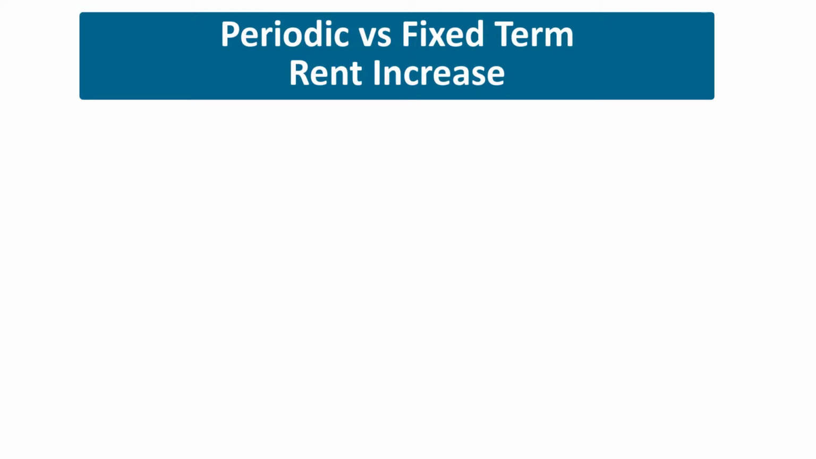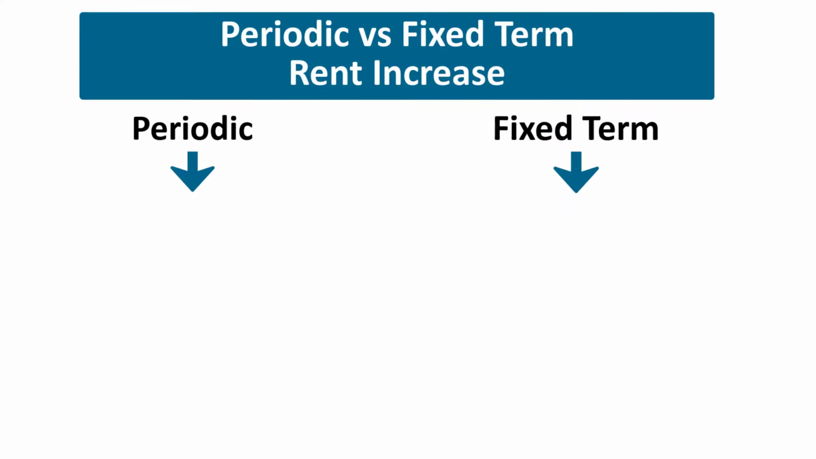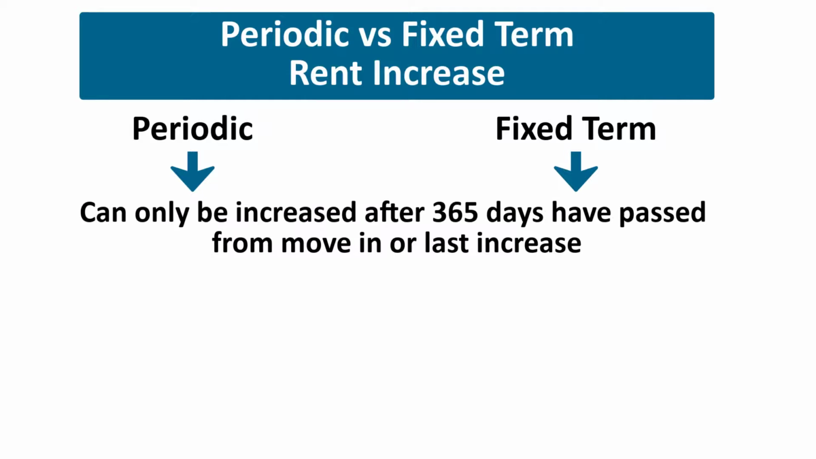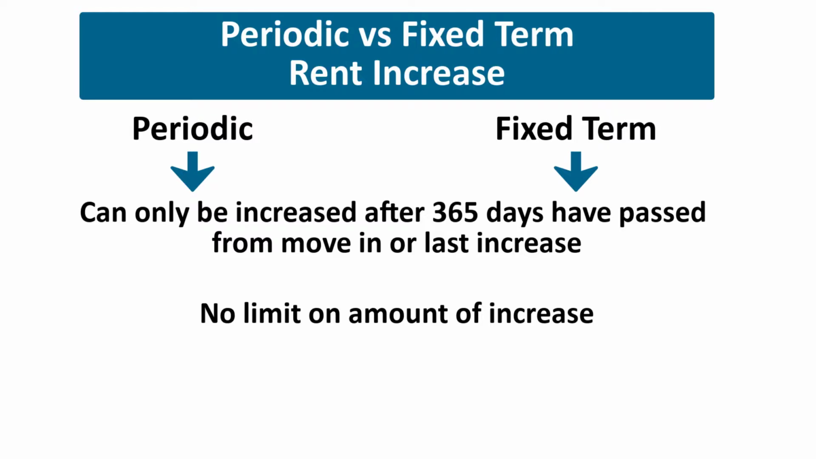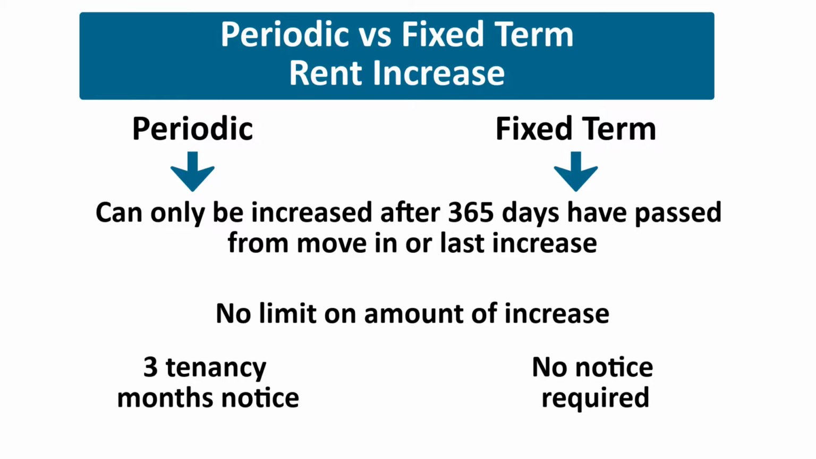Now let's look at the rules when it comes to rent increases. So for both periodic and fixed term leases, rent can only be increased after 365 days have passed from when the tenant moved in or since the last rent increase. There is also no specified limit on the amount of increase. But for increases with periodic leases, the landlord must give 3 tenancy months notice, whereas for rent increases with fixed term leases, a landlord does not have to give notice of rent increase.